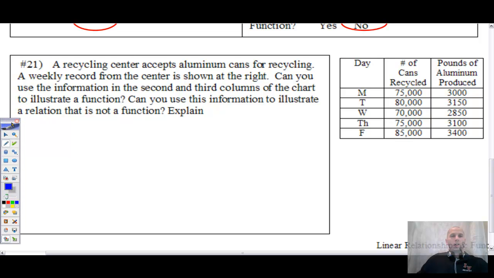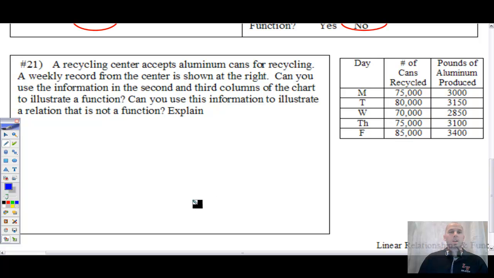A recycling center accepts aluminum cans for recycling. A weekly record from the center is shown at the right. So we got Monday, Tuesday, Wednesday, Thursday, Friday. Number of cans recycled in the second column. The pounds of aluminum that you get from those cans in the third column.